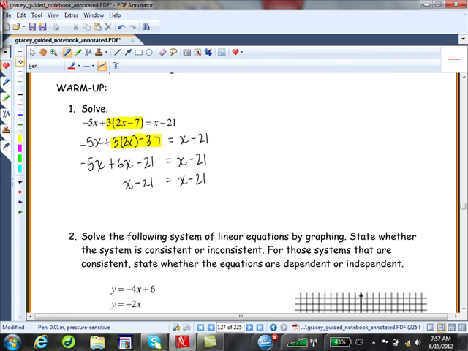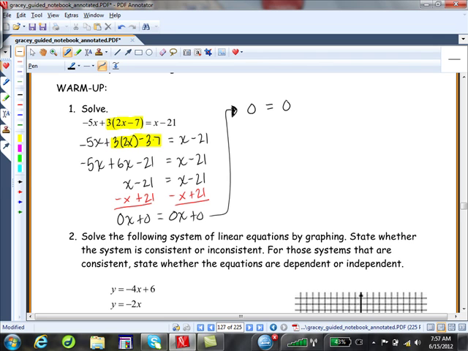If we get the x's on the left, we'd be subtracting x from both sides, and getting the constants on the right, we'd be adding 21 to both sides. And let's see what we ended up with. Do you see we get 0 x's plus 0 equals 0 x's plus 0? And what the heck does that mean? 0 equals 0. This is one of those weird ones.